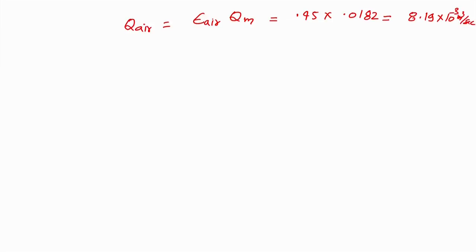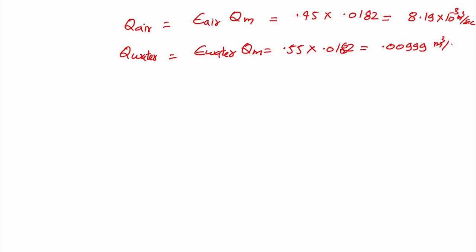Okay. Similarly, I can find the volumetric flow rate of water. So, Q of water will be equal to epsilon of water into Q of mixture. So, 0.55 into 0.0182. If you do that, we will get 0.00999 meter cube per second. If you add these two, you will get 0.0182. That is the overall volumetric flow rate. So, I know the volumetric flow rate. Now, what do I need to calculate?